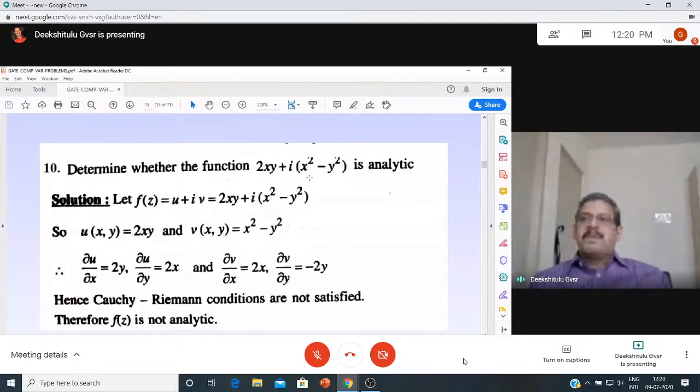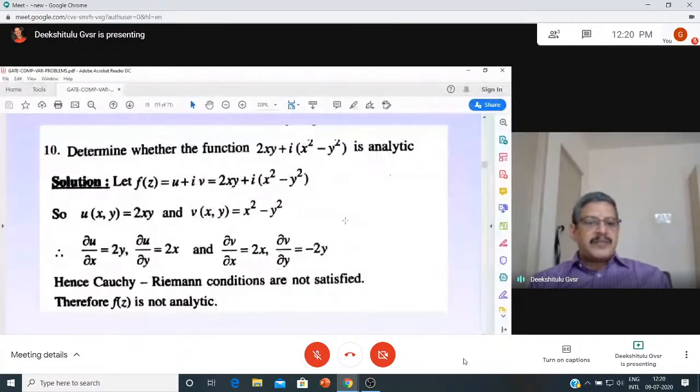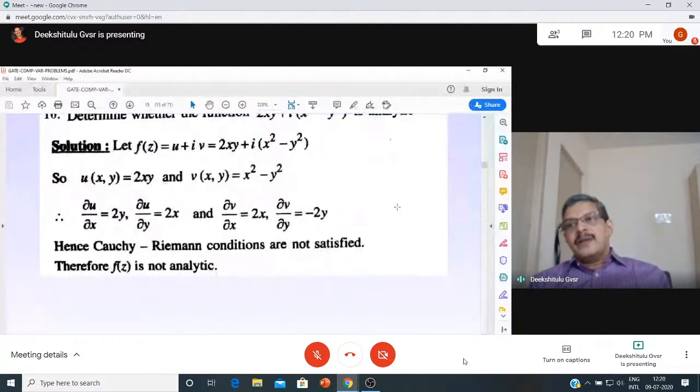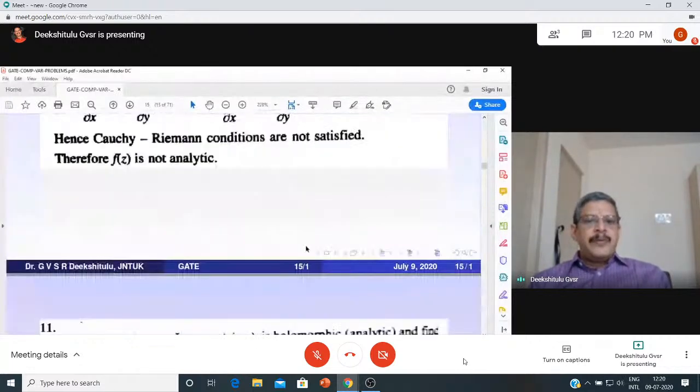When you consider this as a complex function, of the form u plus iv, it need not be. Though individually they are continuous and differentiable, when they are the real and imaginary parts of a complex function, it need not be. They may not satisfy the Cauchy-Riemann equations. f(z) is not analytic.